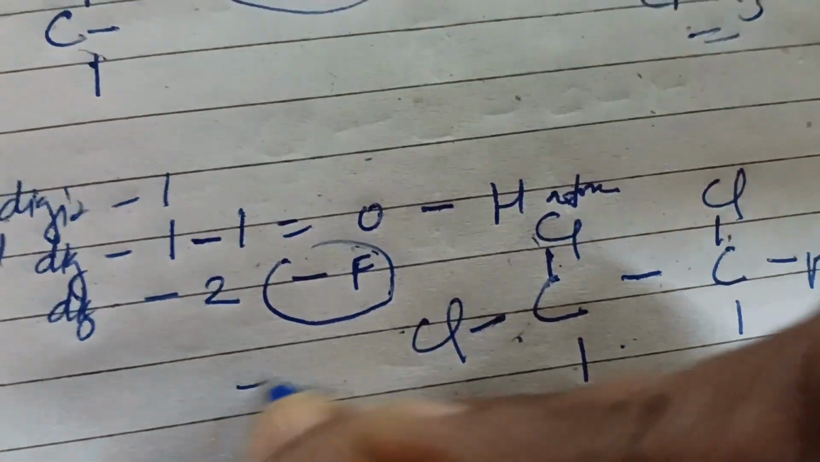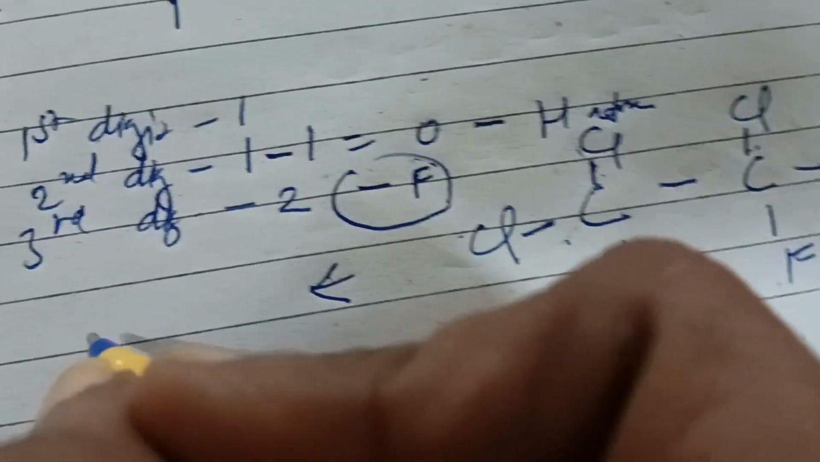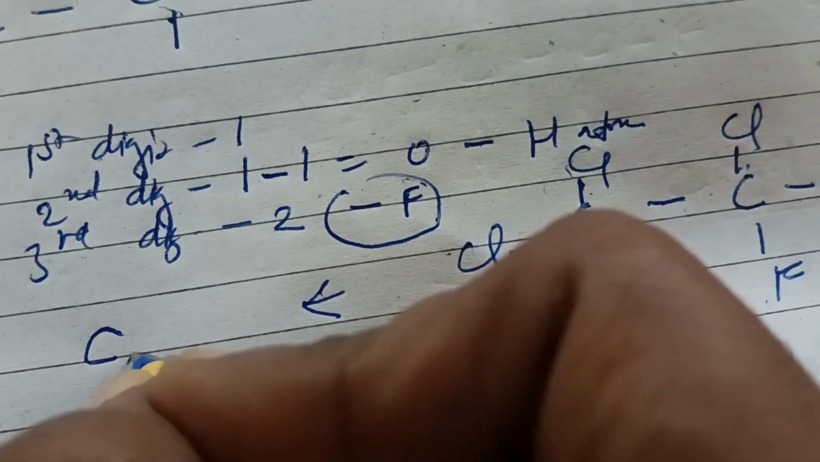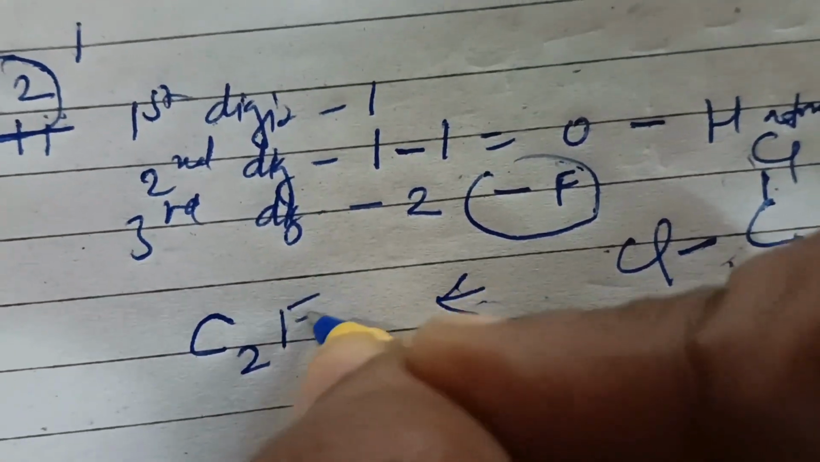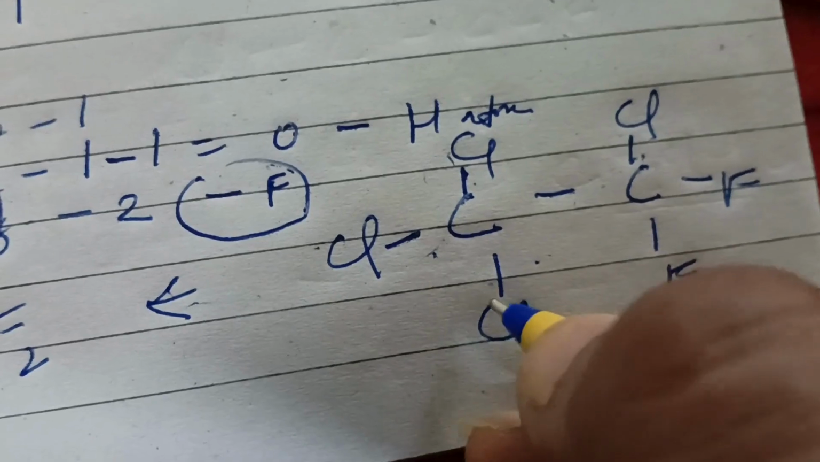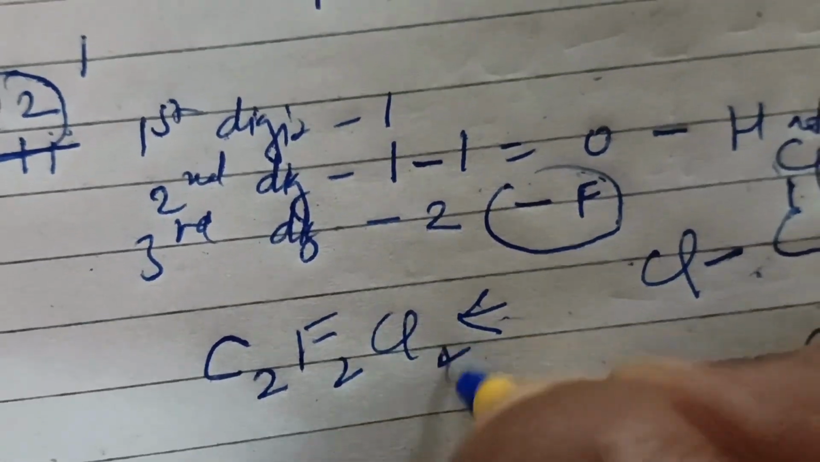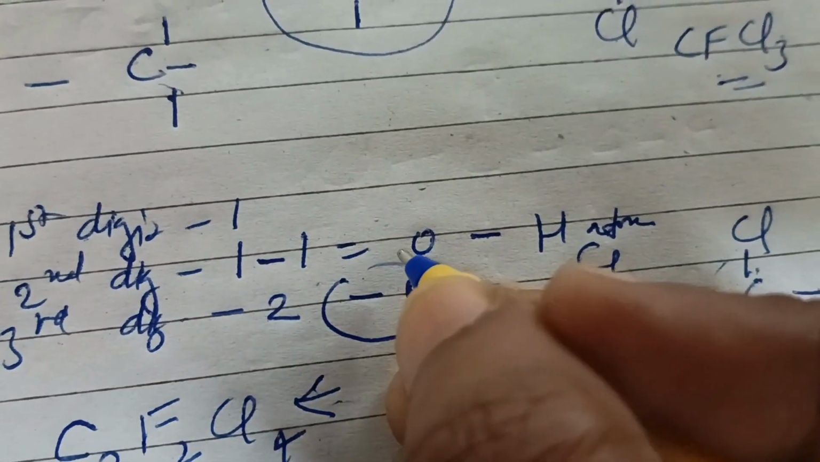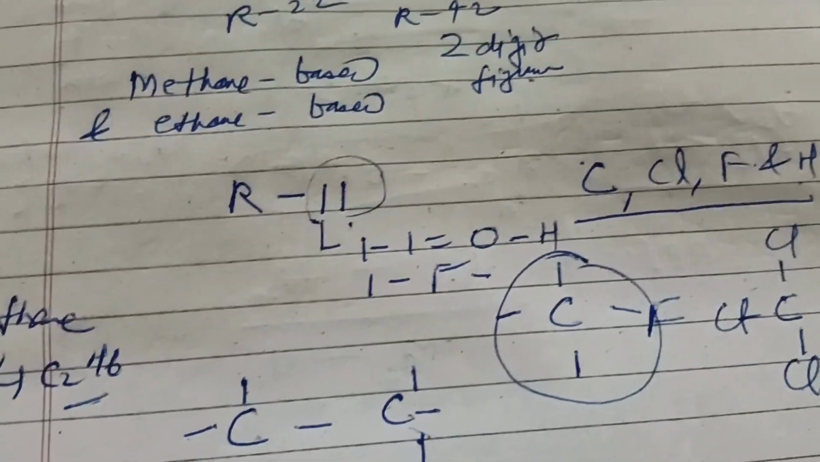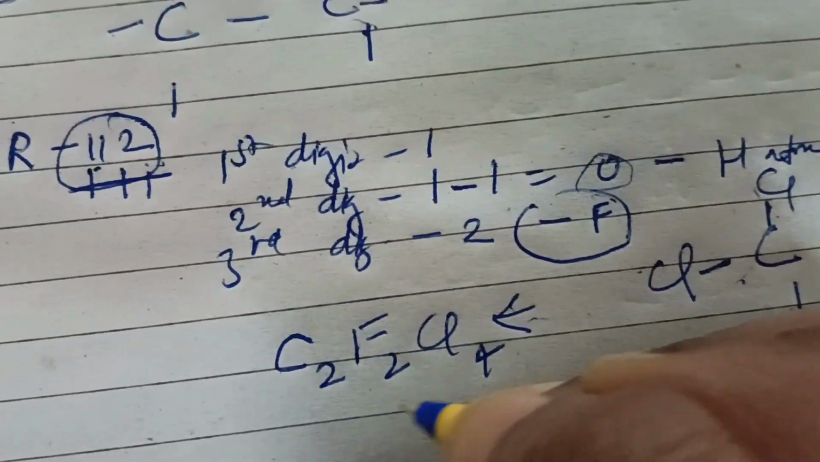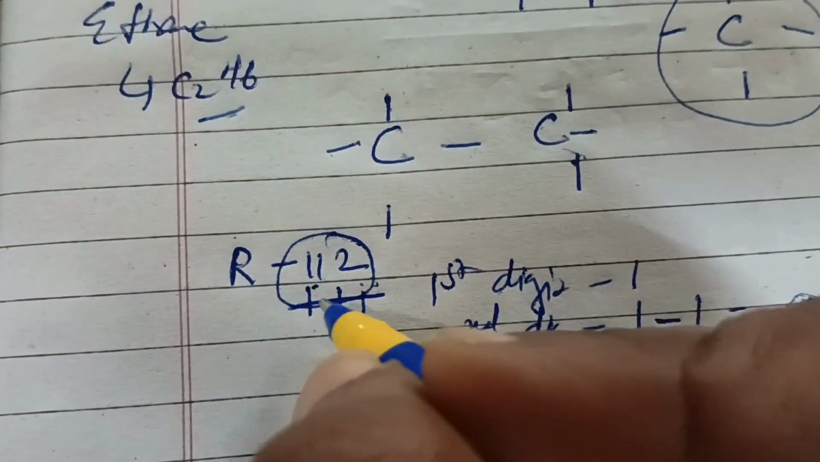So now we are in a position to write the formula. What is the formula? C2. And how many fluorine? F2. And what about chlorine? This is 1, 2, 3, 4, so Cl4. And there is no hydrogen because this number is 0. So this is the approach, very similar to the earlier approach. No need to worry, we will see more examples.